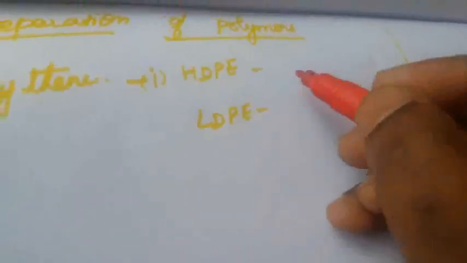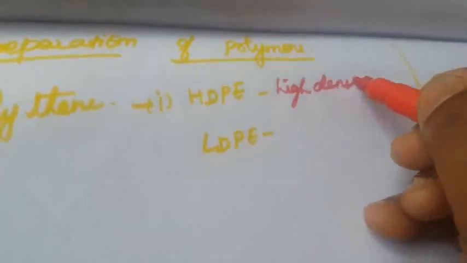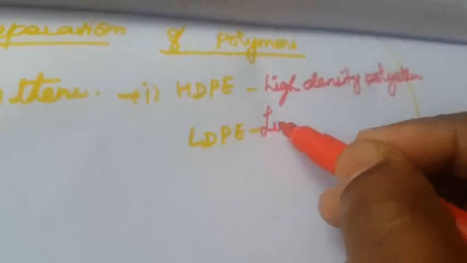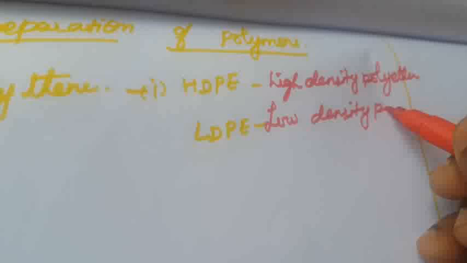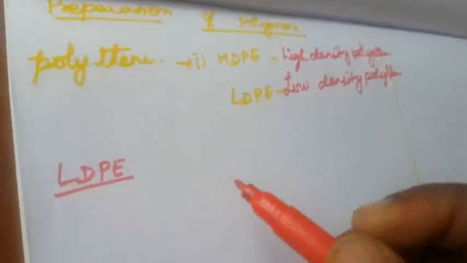What is HDPE? High density polyethylene, polythene. And the next one is low density polythene. First we are going to see the preparation of LDPE, that is low density polythene.